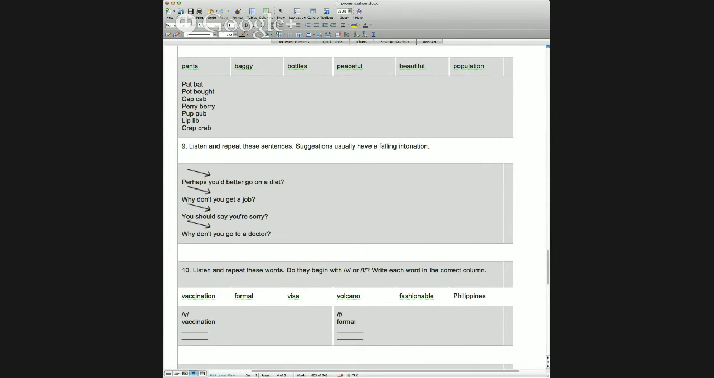Can I have a volunteer to read these? Good. Go ahead, Rosario. Pat. Bat. Pot. Bot. Cap. Cab. Perry. Berry. Pup. Pub. Lip. Leab. Crap. Crab. Good.